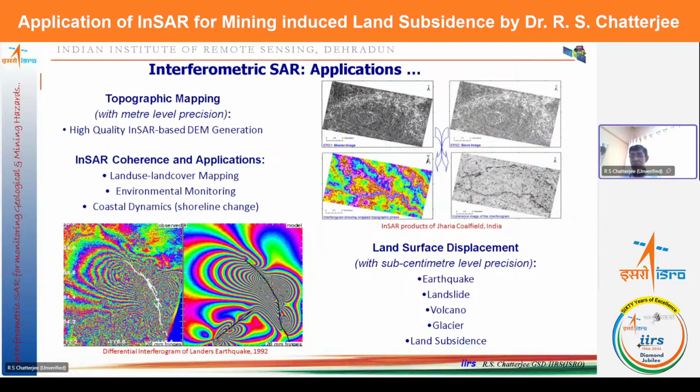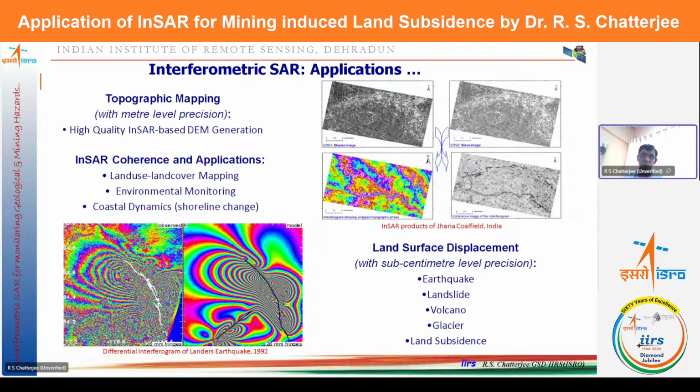Those are interested in working on land surface displacement due to earthquake, landslide, volcano, glacier, or land subsidence. Land subsidence can happen due to n number of reasons, which maybe we'll discuss in the later part of this session.